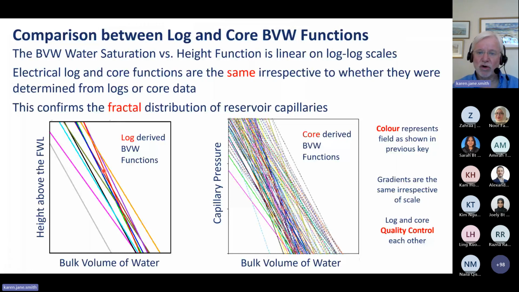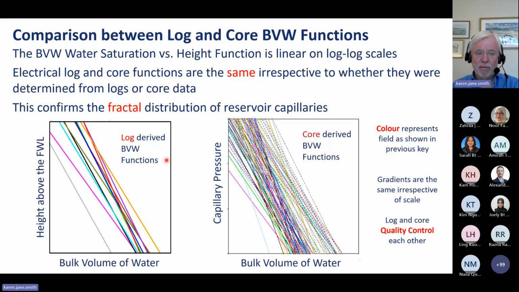Now, we've also got core data from those same fields. And here we're going to plot the bulk volume of water against capillary pressure. And what we notice is that the BVW function from the small core plugs as well as from the complete reservoir is exactly the same, irrespective of whether it's derived from the logs or the core data. And I will explain this because we have found it is a fractal distribution of core capillaries.